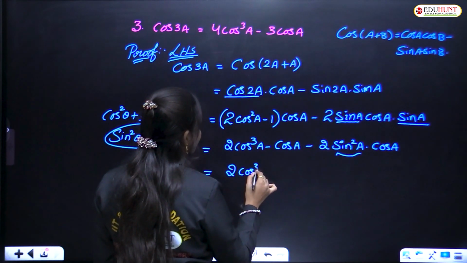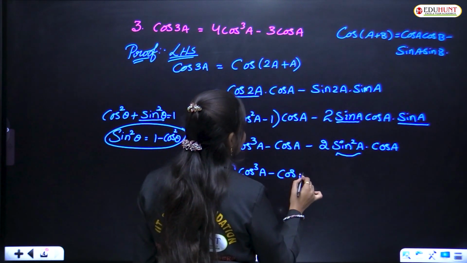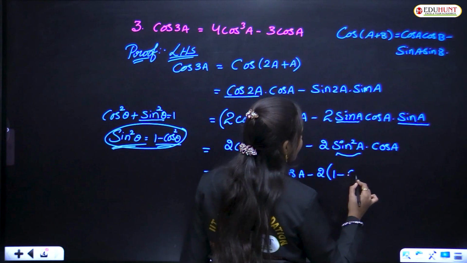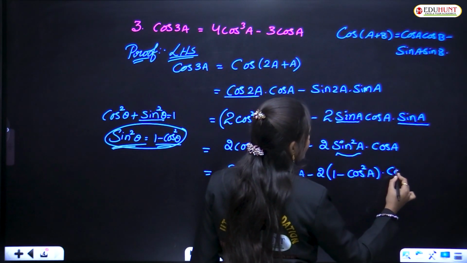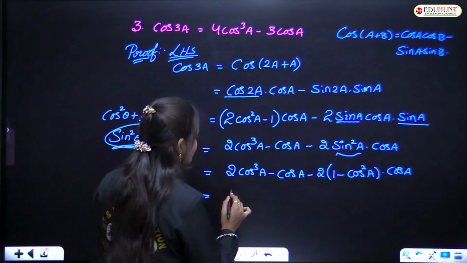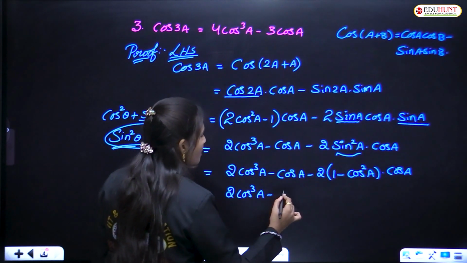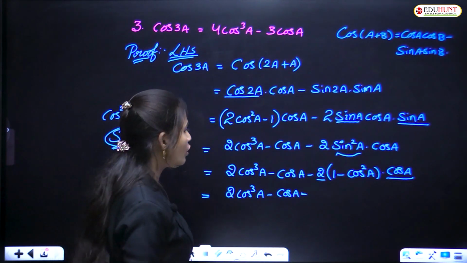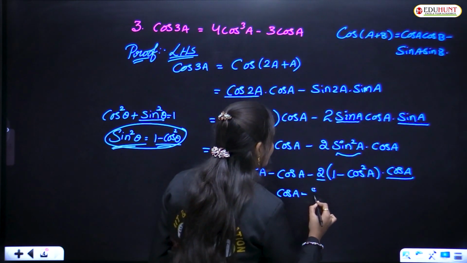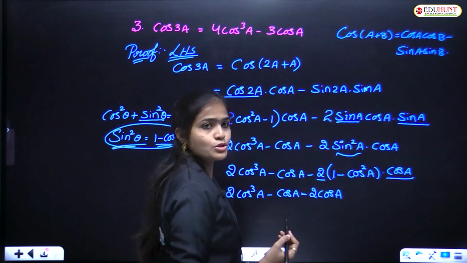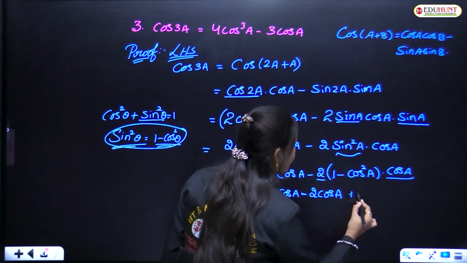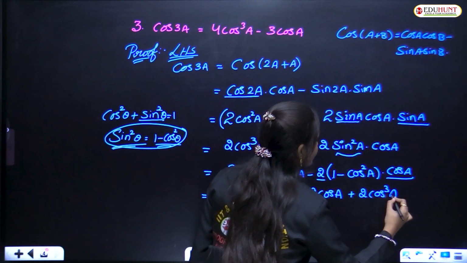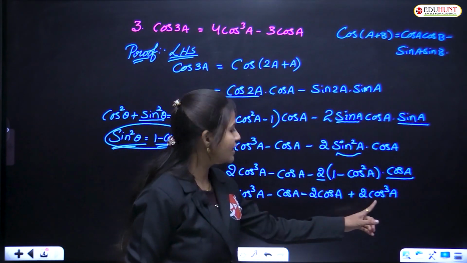So 2 cos cube A minus cos A minus 2 into, in the place of sin square A, what formula do we write? 1 minus cos square A into cos A. So this equals 2 cos cube A minus cos A minus, here we have to multiply with 2 cos A. So 2 cos A into 1 is minus 2 cos A. Next, minus into minus is plus, so 2 cos A into cos square A is 2 cos cube A. Understand? Now everything is in terms of cos only.